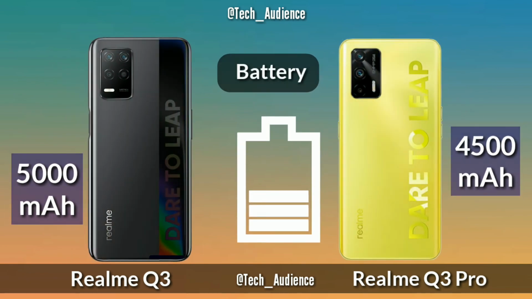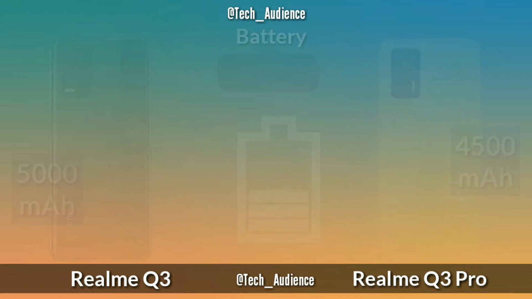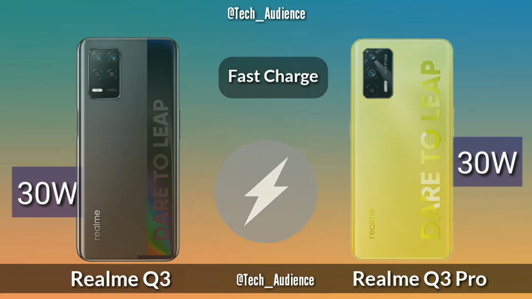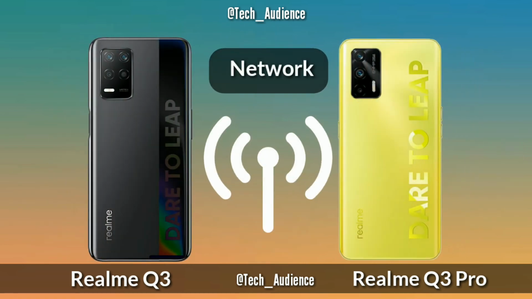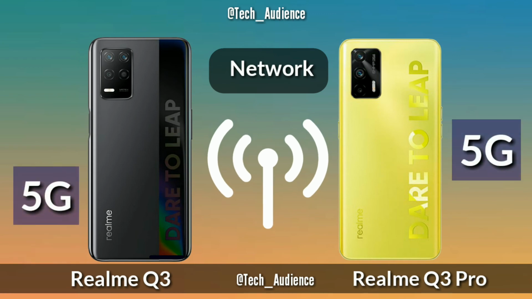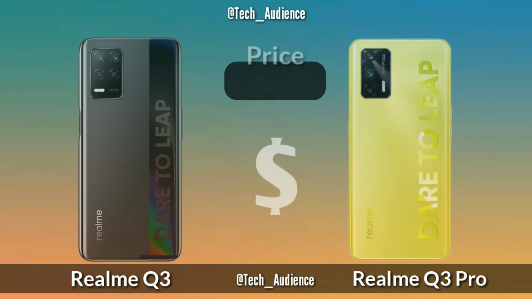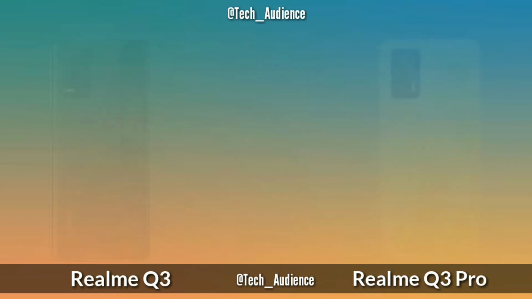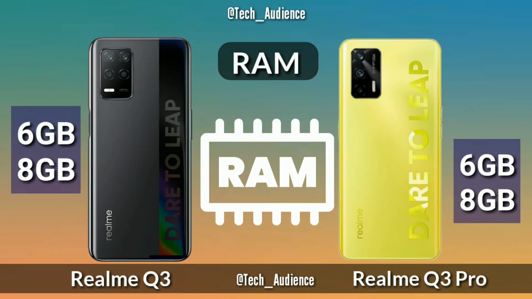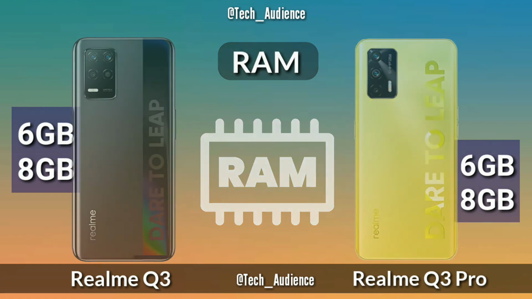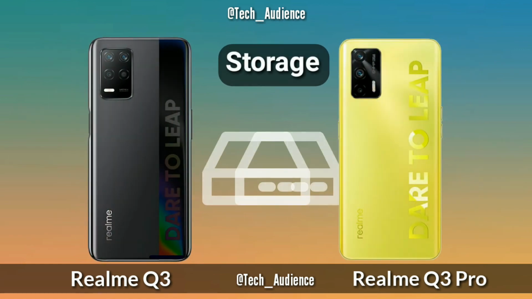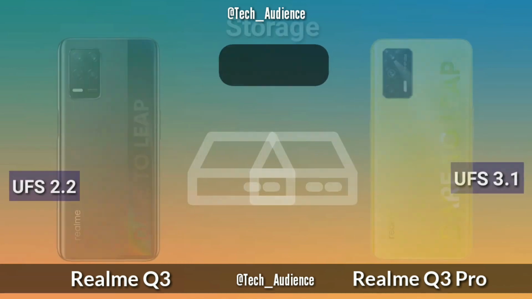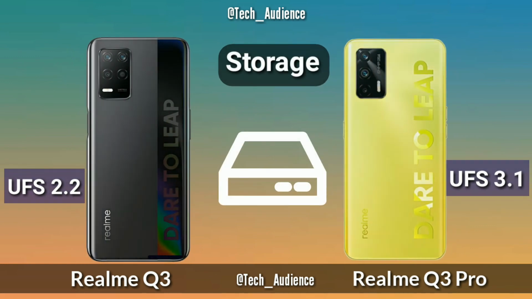Battery: 5000 for Q3 and 4500 for Q3 Pro. Fast charge: 30 watt for both Q3 and Q3 Pro. Network: both devices support 5G network. Price: the Q3 launched at $209 while the Q3 Pro launched at $239. RAM: 6 gigs, 8 gigs for both. Storage: the Realme Q3 has 128 gigs while the Q3 Pro has 128 gigs, 256 gigs of storage option. UFS 2.2 for Q3 and UFS 3.1 for Q3 Pro.